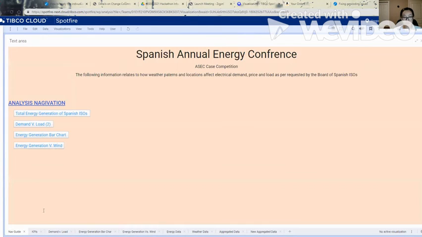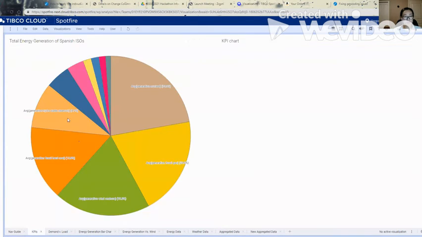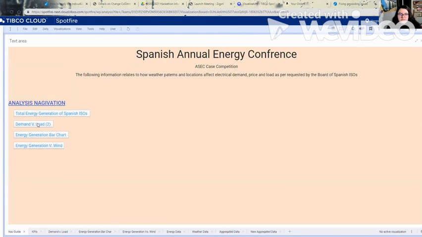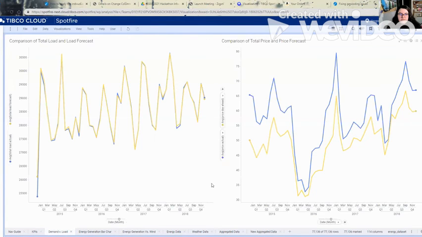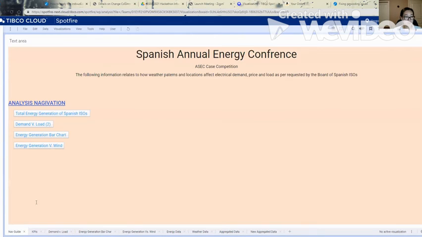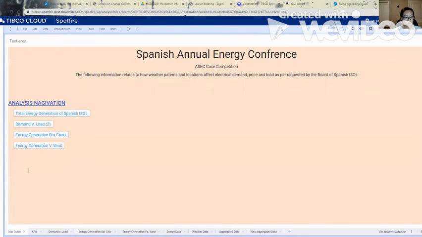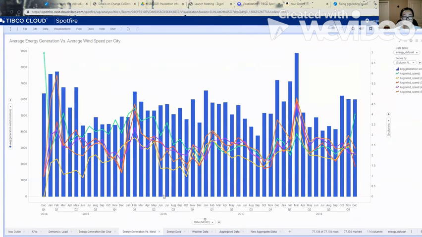So we have our 2 graphs here, then the total energy generation and the KPI chart. And then we have our demand versus load. And then we have our energy generation bar chart and our energy generation versus average wind per city.